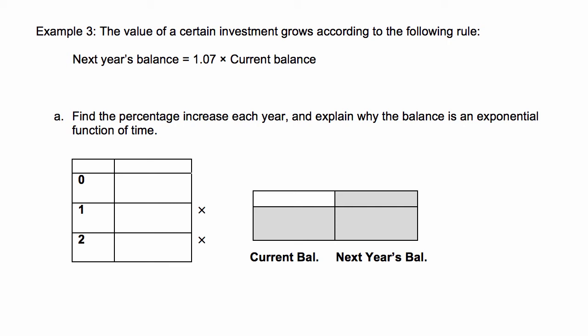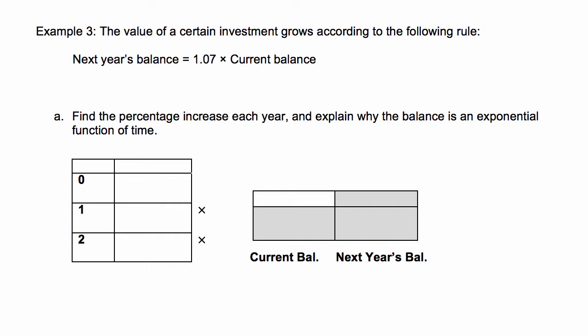Example 3. The value of a certain investment grows according to the following rule. Next year's balance equals 1.07 times the current balance. Part A. Find the percentage increase each year and explain why the balance is an exponential function of time.